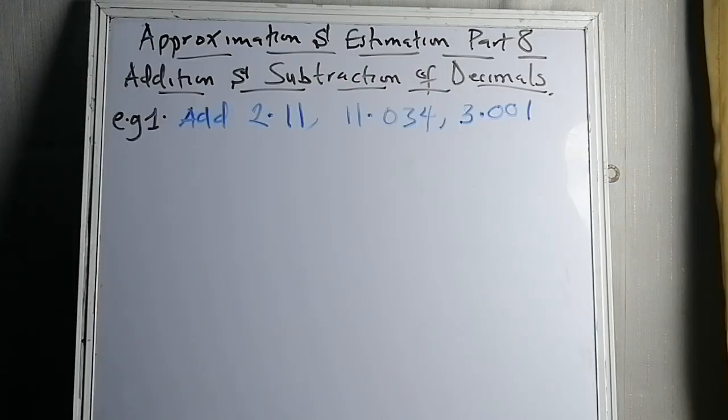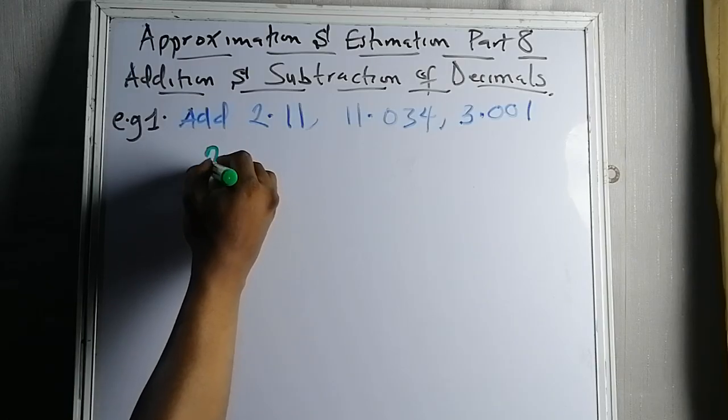Addition of decimals. The first one here is 2 decimal places, the second one is 3 decimal places, and the third one is also 3 decimal places. We're asked to add that without using a calculator. So it's very simple. All we need to do is follow it exactly the way I'm doing it. We don't need to write a story here.